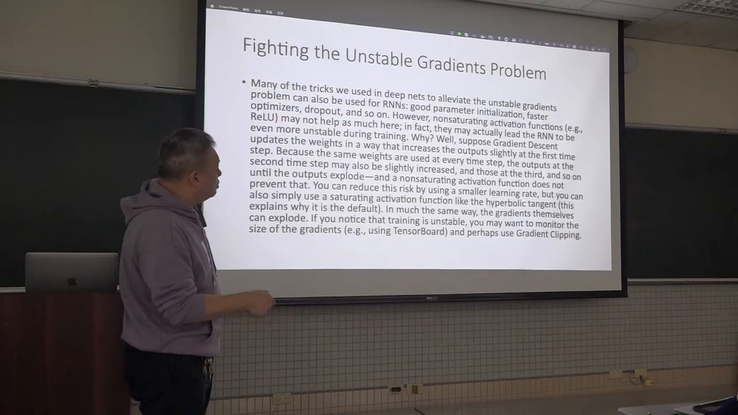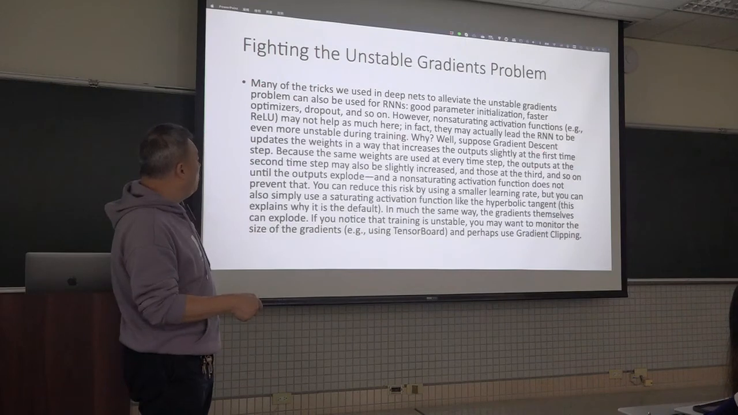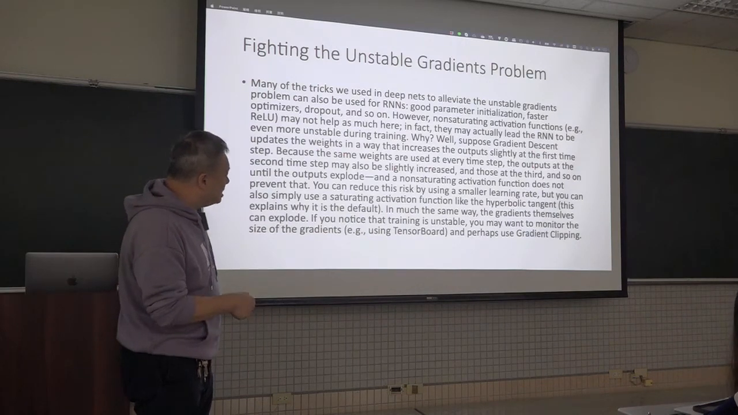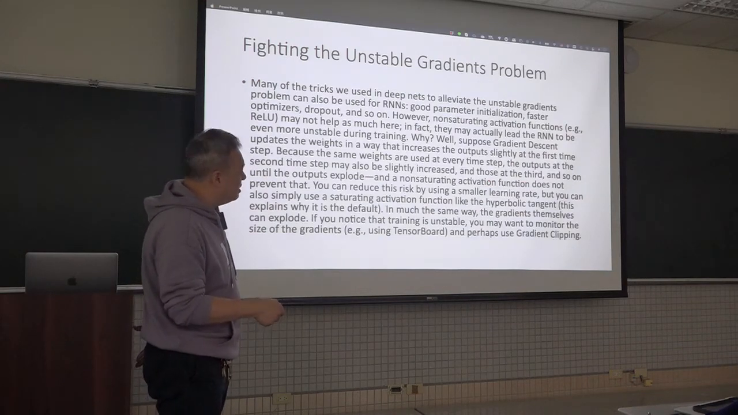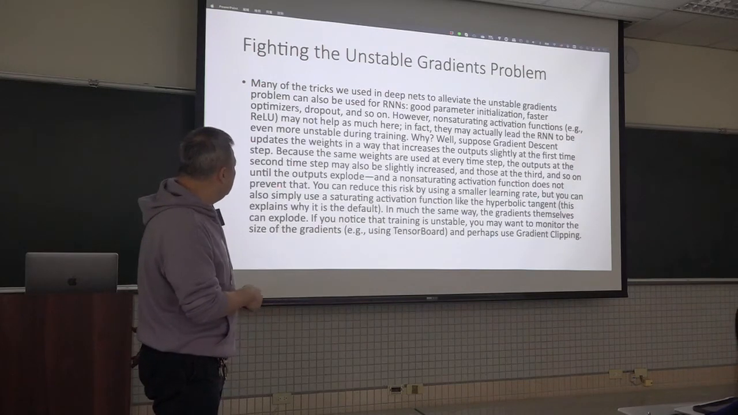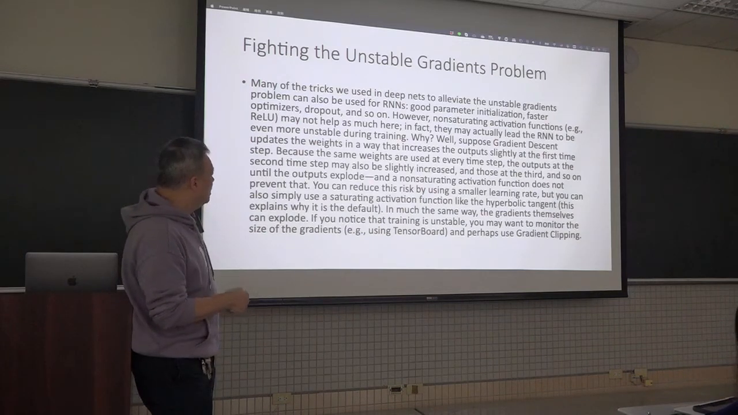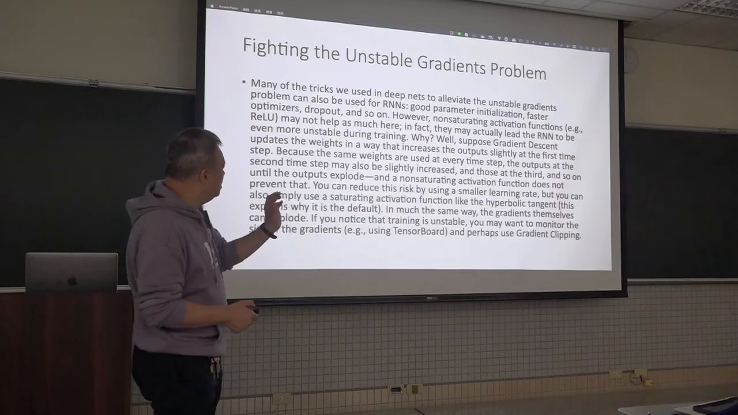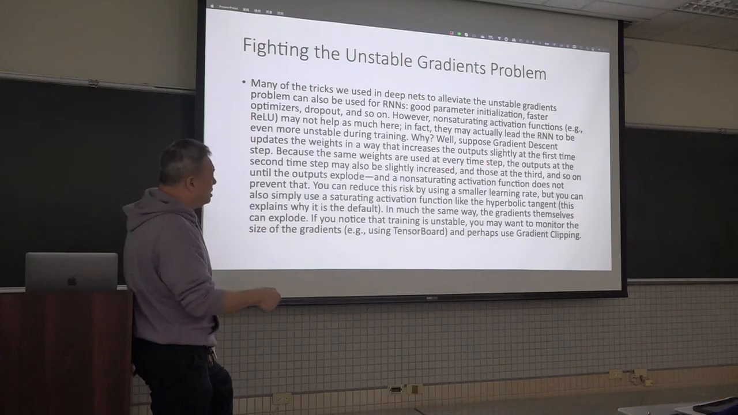Why? Suppose gradient descent updates the weight in a way that increases the output slightly at the first time step. Because the same weights are used at every time step, the output at the second time step will be slightly increased, and again at the third time step, and so on, until the outputs explode. That is the nature of ReLU. A non-saturating activation function does not prevent that.